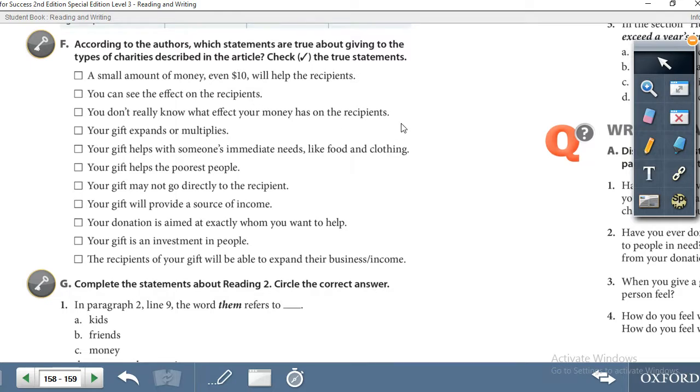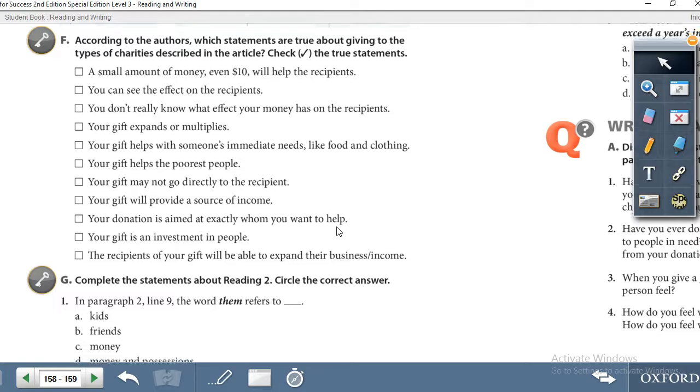According to the authors, which statements are true about giving to the types of charities described in the article? Check the true statements. You will just check whichever ones you feel are true.